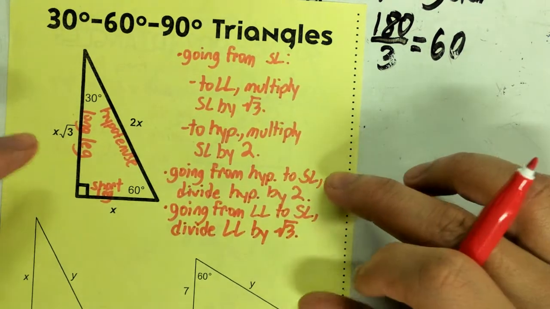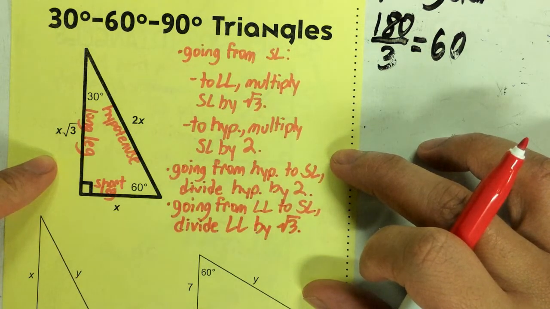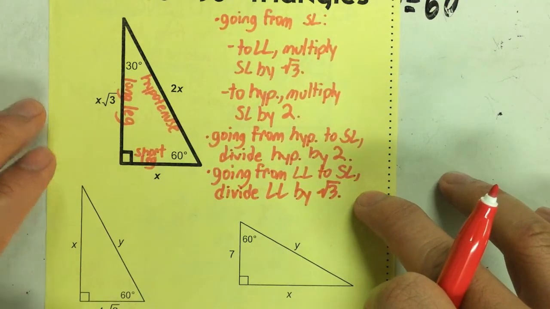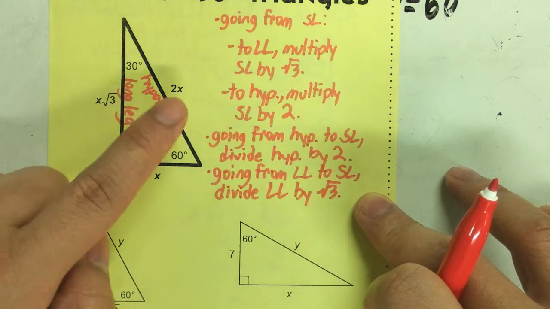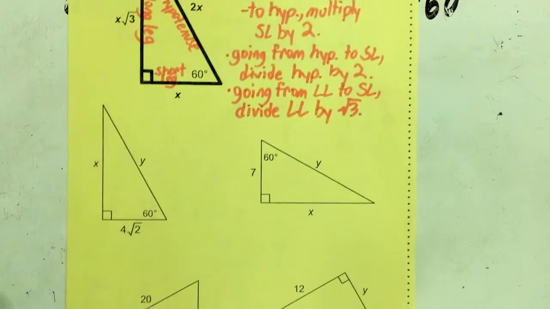Personally, I'm a visual person. I work well just looking at the patterns. In either case, when you're working through these problems, it's always good to identify which side's the short leg, which side's the long leg, which side's the hypotenuse. Alright, so let me work through these examples.